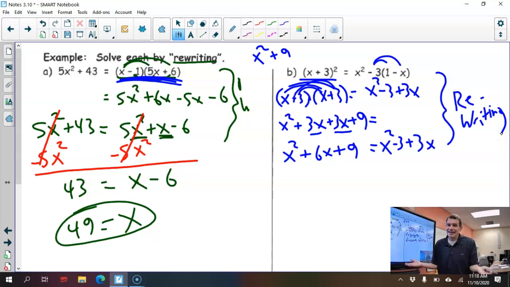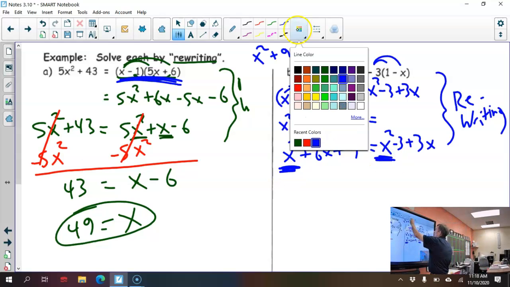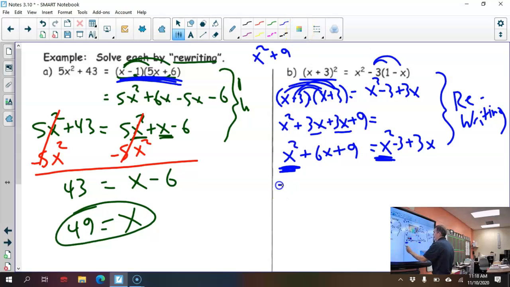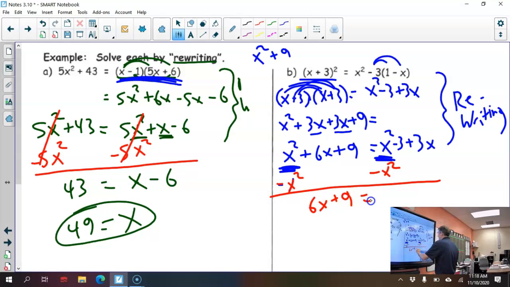All right, now again, I have both an x squared and an x in this problem. But fortunately, the x squared is the same on both sides, so I can eliminate it completely by subtracting x squared on both sides. And that gives me 6x plus 9 equals negative 3 plus 2x. And now you're home free, right? I don't need to finish solving this. You know how to solve it from there. The tricky part was rewriting it and getting rid of the x squared.